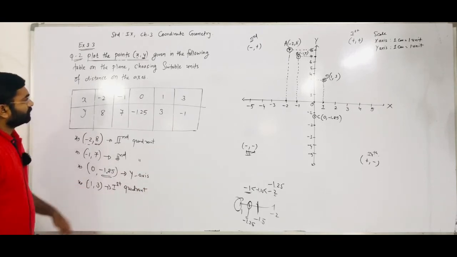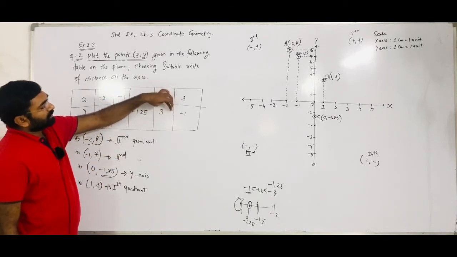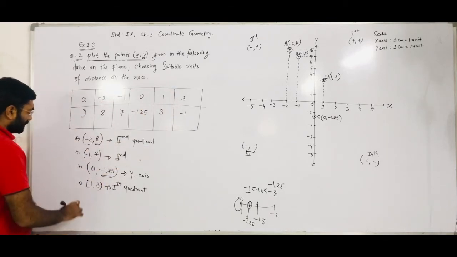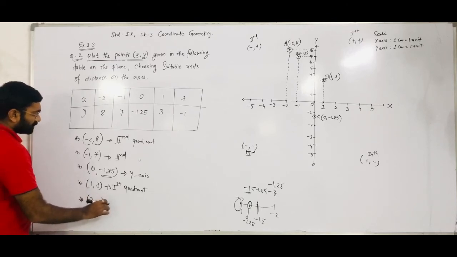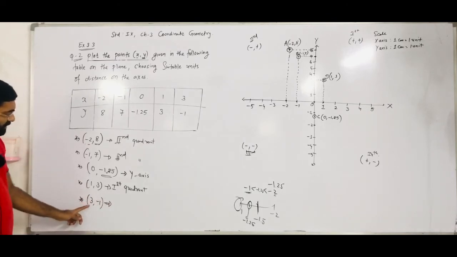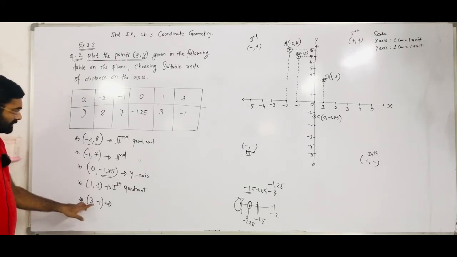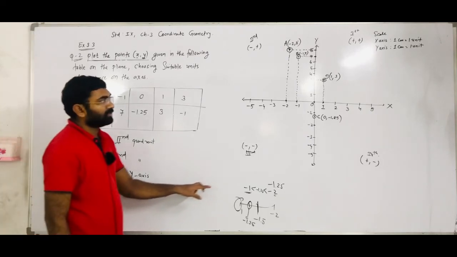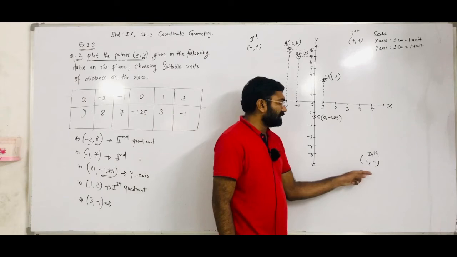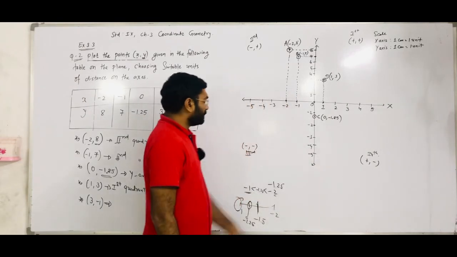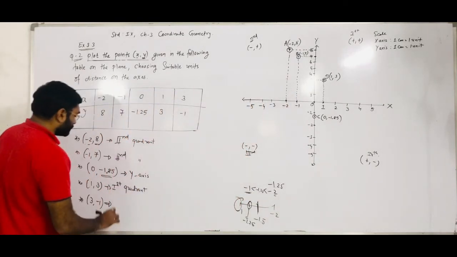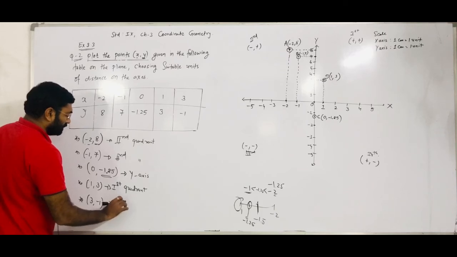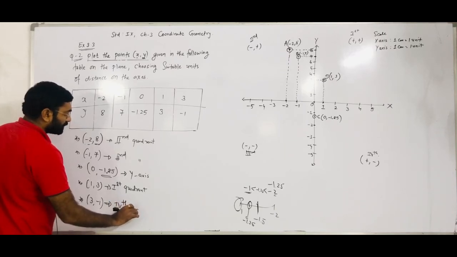Right? Now next, the last one, which is (3, minus 1). So the x coordinate is 3, the y coordinate is minus 1. So observe here, the x coordinate is plus, the y coordinate is negative. Plus minus comes in which quadrant? It is in the fourth quadrant, right? So that point also lies in the fourth quadrant.